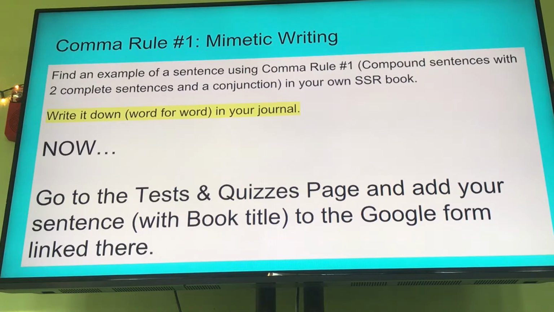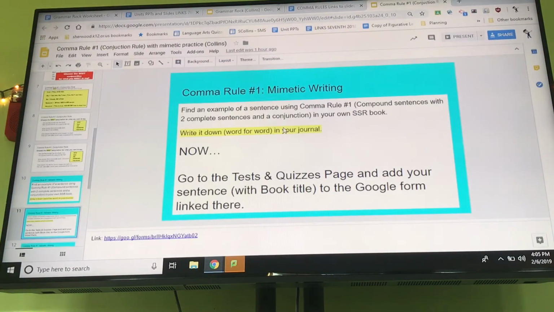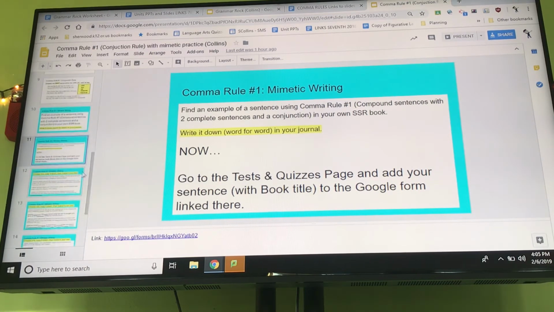and then go to the test and quizzes page and add your sentence. So right now, since you're doing it later than everyone else, you're gonna have to scroll down to where you see January, and then you'll see add comma rule number 1 to the form, or whatever, it says something, there's a link to it. If you can't find that link, email me and I'll send it to you. So you'll have your examples of those sentences. And, oh, of course, I don't have that at the ready, but that's okay.